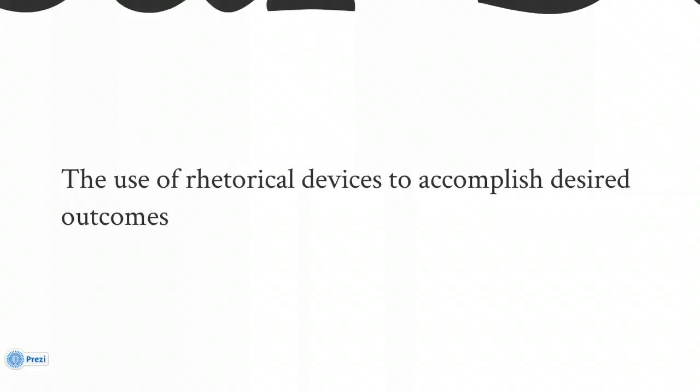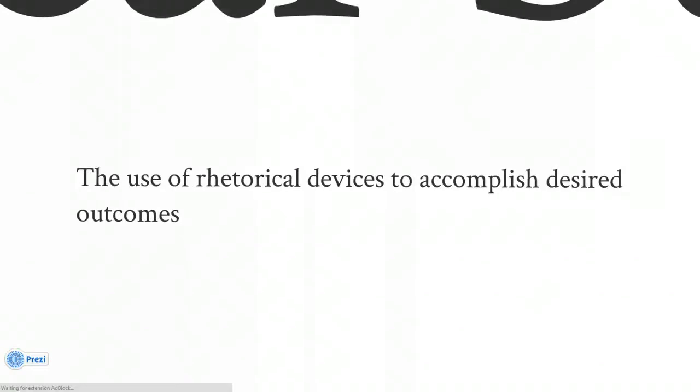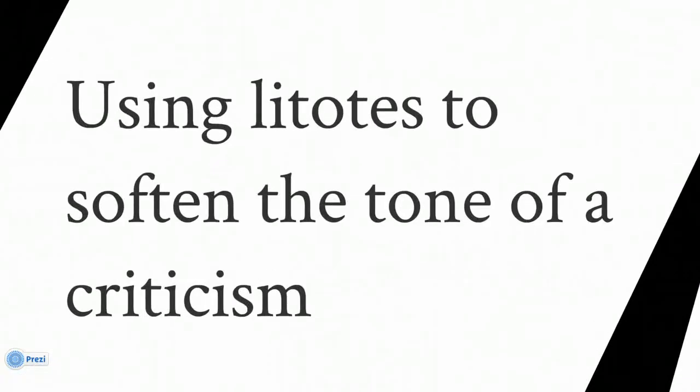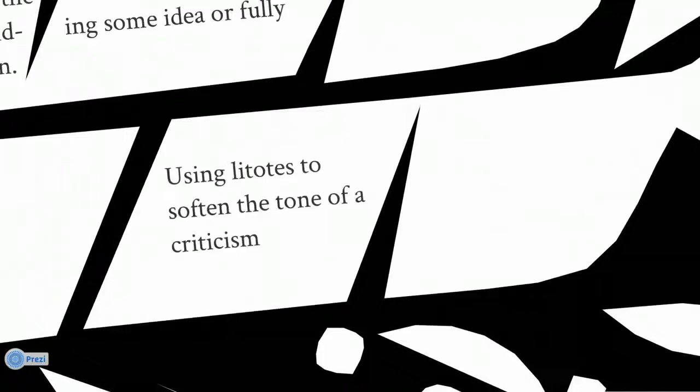A device by itself is not a strategy, so stop calling it that. Neither is the outcome itself a strategy. If you're going to call something a strategy, make sure that you're telling me what is used and to what end it's used. Here are some examples of just some generic rhetorical strategies. Using litotes to soften the tone of a criticism. That's a very common use of litotes.